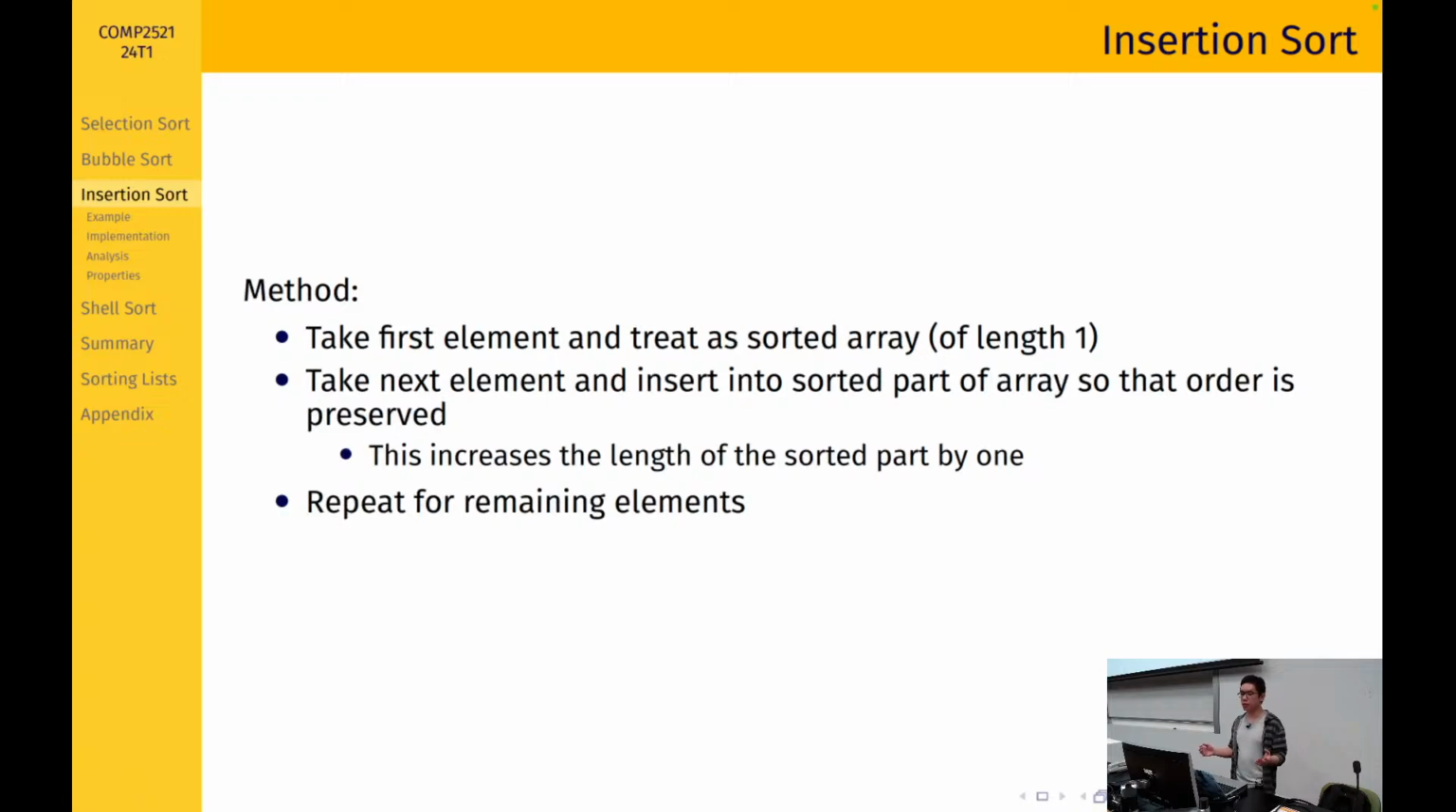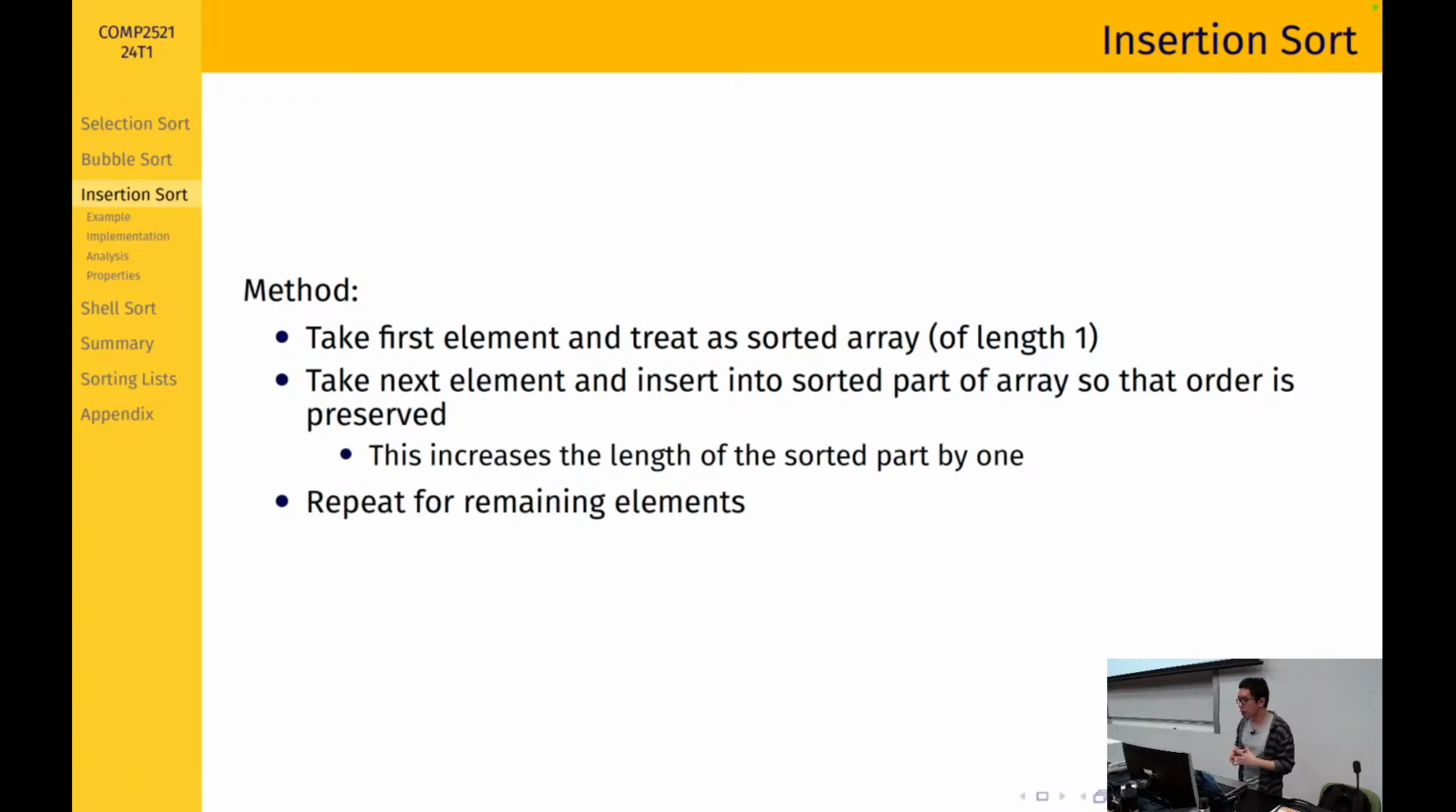Let's look at insertion sort. How does insertion sort work? Here's the method. What it does is it first takes the first element and treats that as a sorted array of length 1. And then it takes the next element, the second element, and inserts that into the sorted part of the array so that the order is maintained.